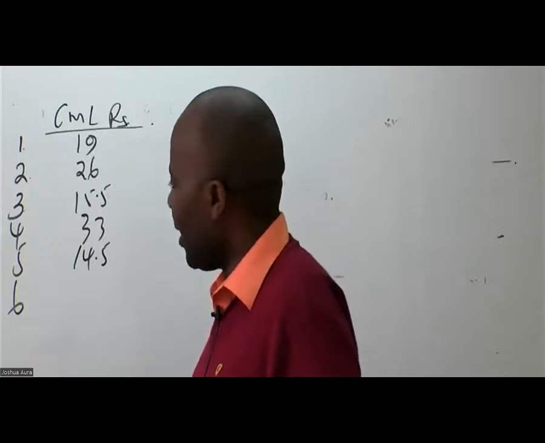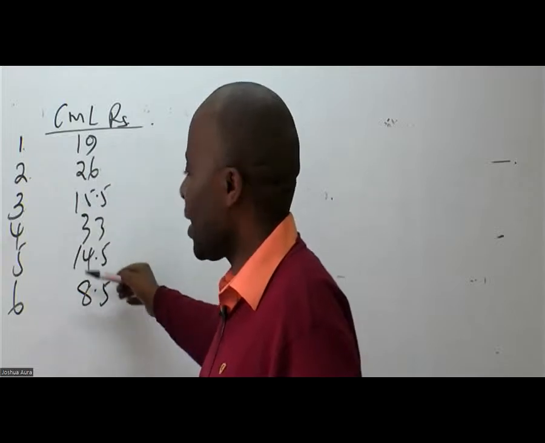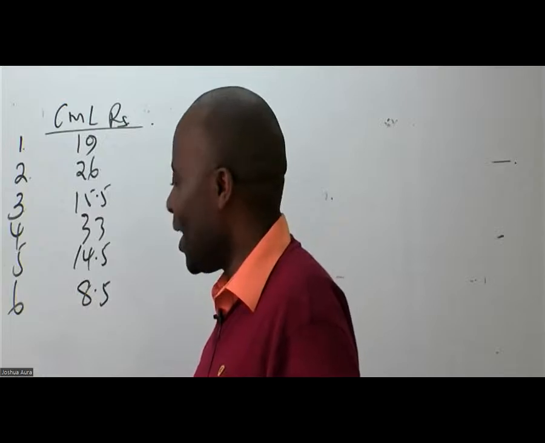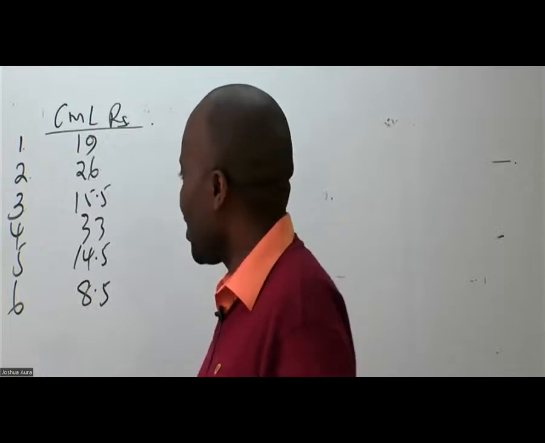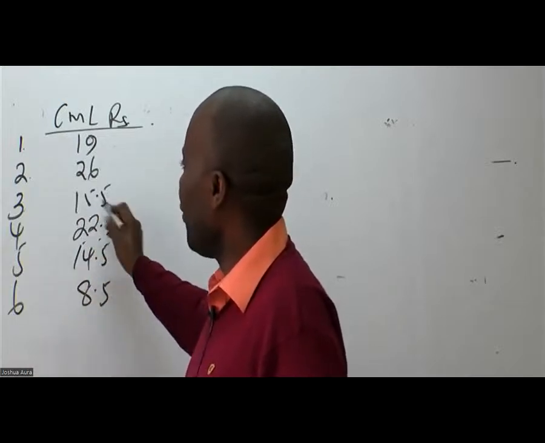8.5. Is there a 22.5 somewhere? I must have missed out, 1, 2, 3, 4, 5, 6. Is there a 22.5 somewhere? The fourth I'm being told is 22.5, not a 33. 22.5, the fourth.